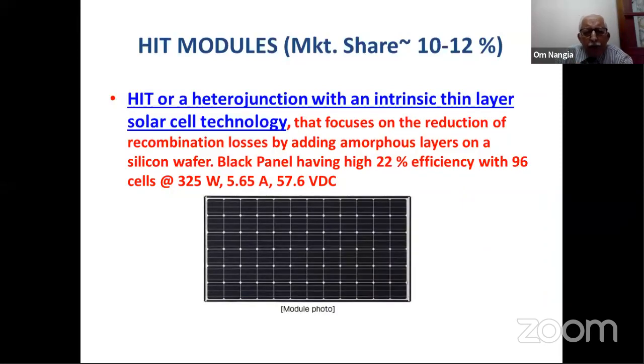There's another technology called HIT modules. HIT is basically heterojunction with an intrinsic thin layer. This technology uses crystalline as well as thin film technology, and the efficiency is of the order of 22%. But this technology has not yet come up to the commercial scale because of the cost. So if the cost comes down, then only it can compete with crystalline silicon technology. Otherwise, it has a lot of good potential.